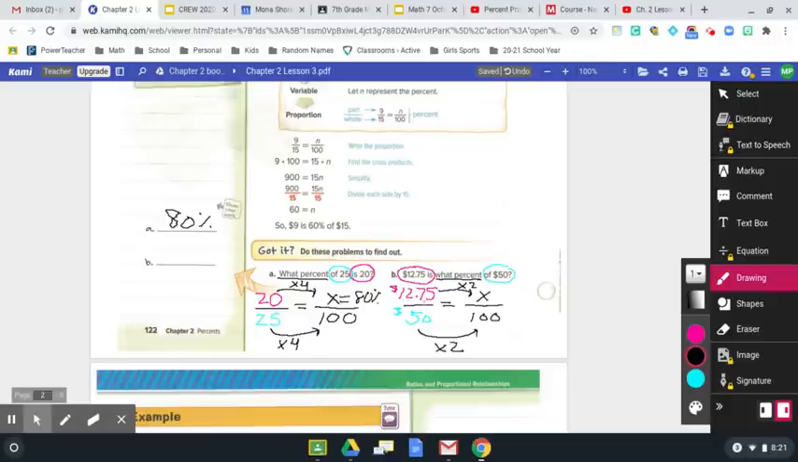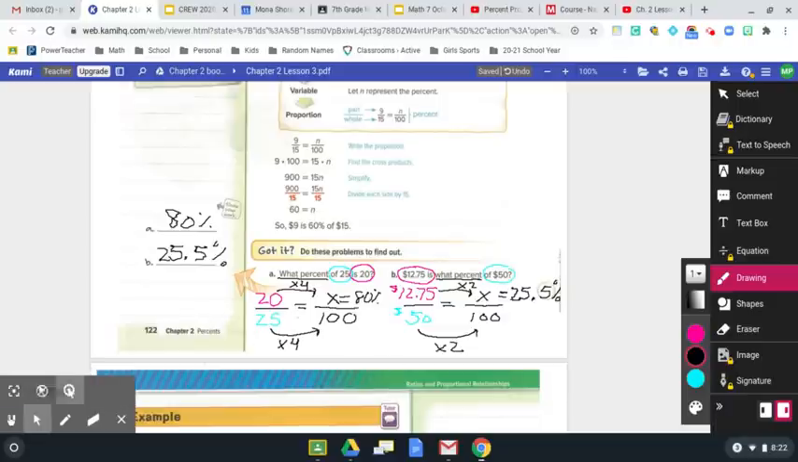So you're going to double this amount. So 12.75 times 2, or doubling 12.75, is going to give you 25.5. And remember, this is a percent. Letter B: $12.75 is 25.5% of $50.